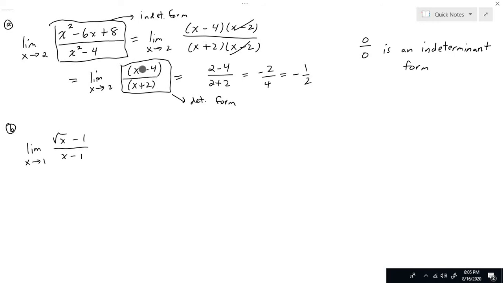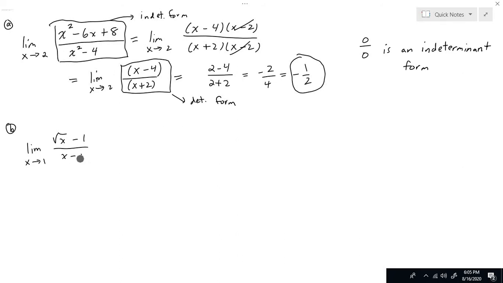And when I directly substituted in for 2, I actually got a number. And so this really is the limit. If you were to make a table for this and plug in numbers close to 2, like 1.9, 1.99, or 2.1, 2.01, you would find that the y values for this function are getting closer to -1/2.